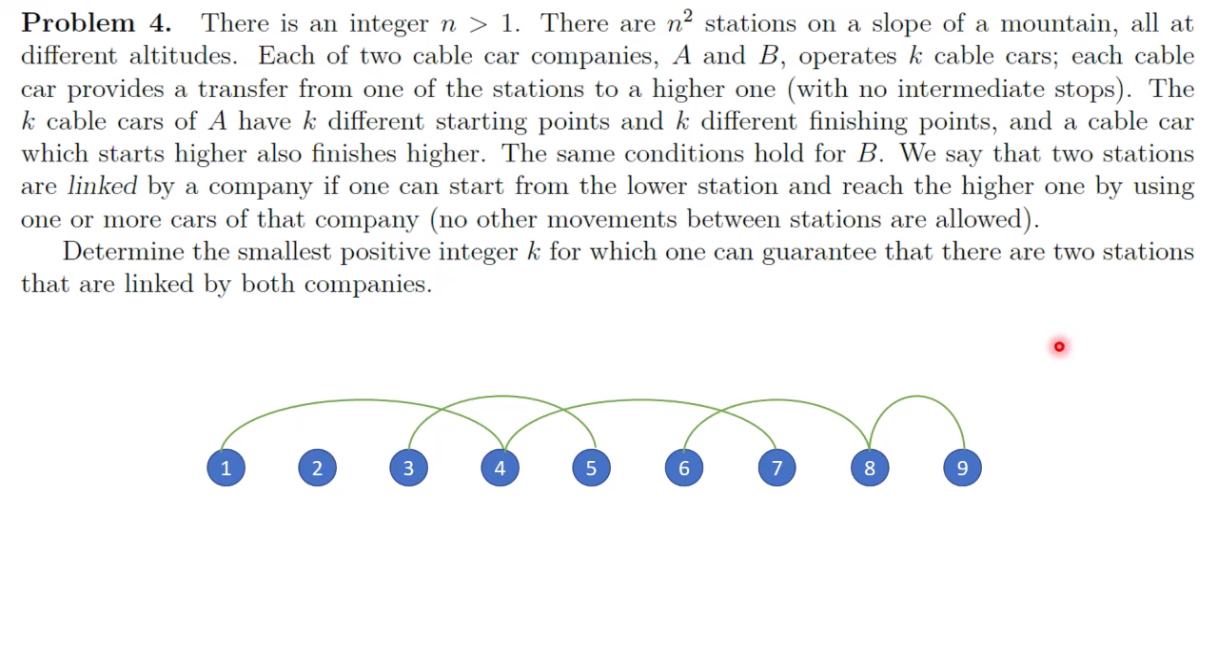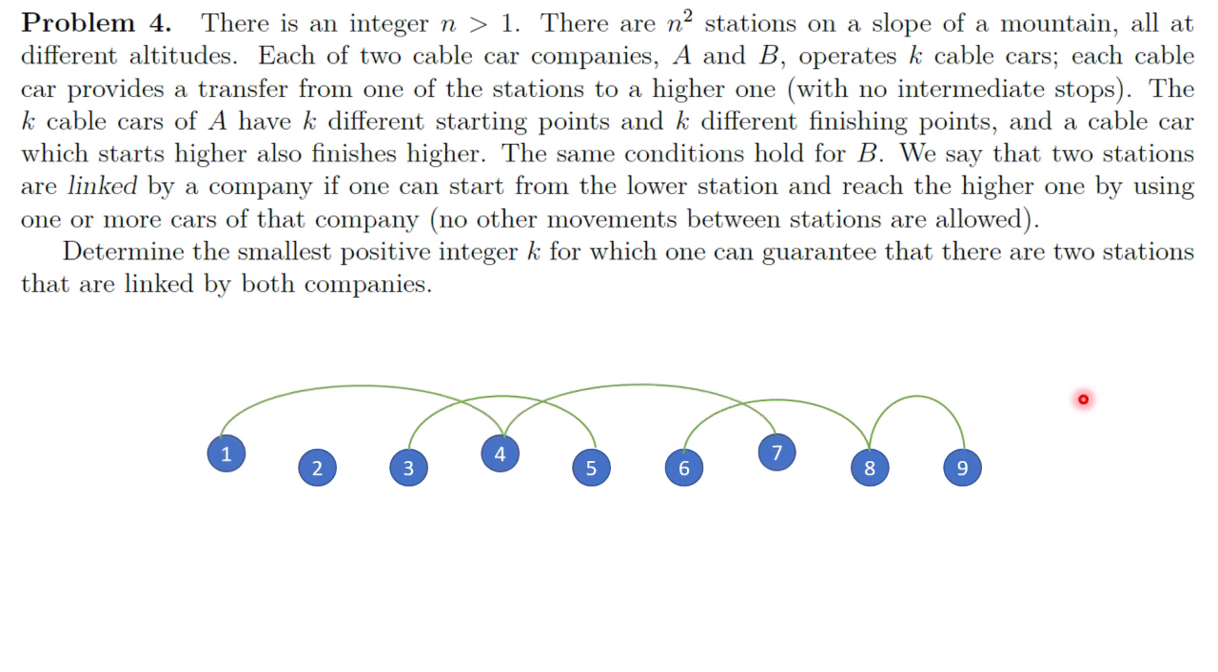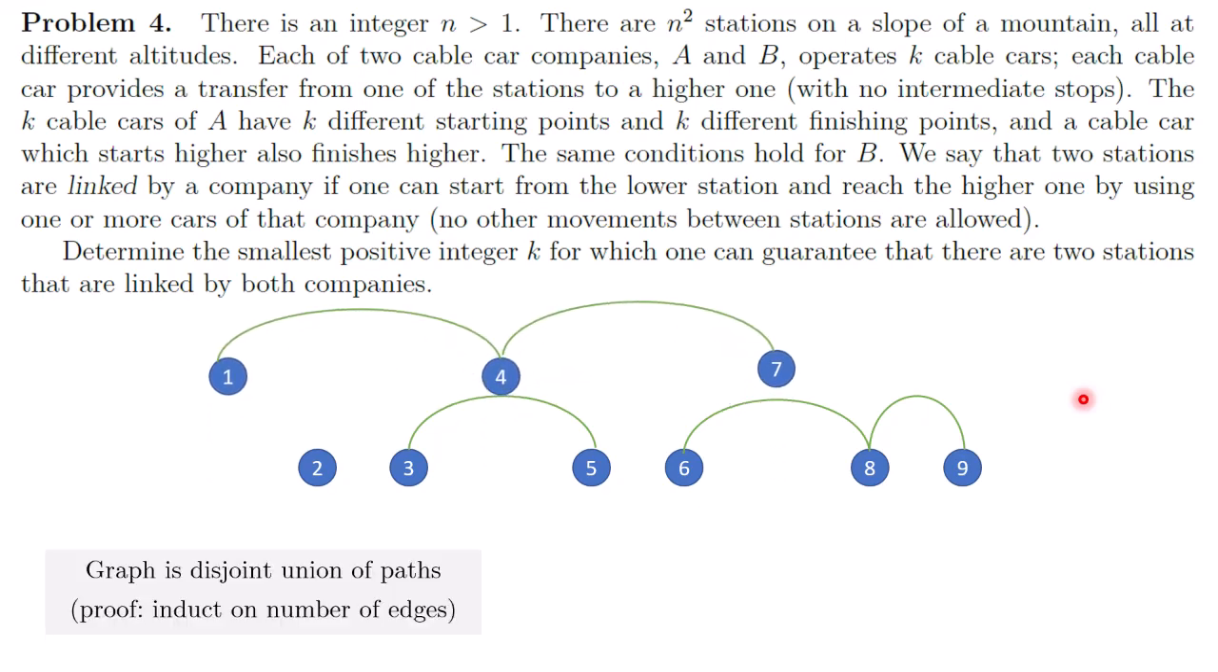Okay, so as I've hinted, we are going to use a graph approach to solve this problem. This is the graph for A. And one of the first things you might guess is that the graph under each company will be a disjoint union of paths. This is an important observation, so you might want to prove it, for example, by doing induction on the number of edges. At the start when there are no cable cars, the graph is just a disjoint collection of vertices, so that's true.